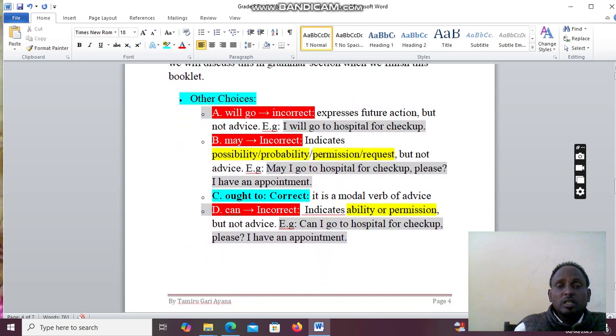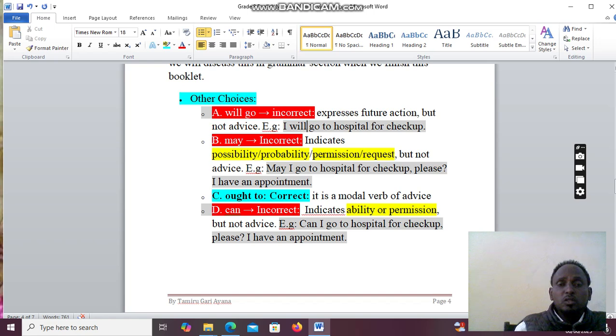When we come to other choices, A, will go is incorrect because this expresses future action but not an advice. For example, you could use will in the following sentence. I will go to hospital for checkup. This will be all right. But in the case of advice, we don't usually use will.